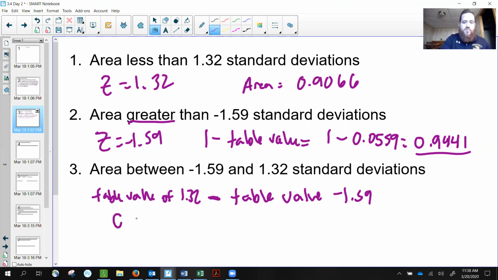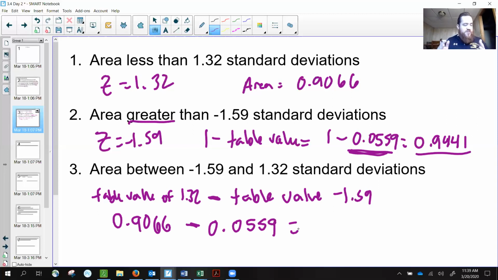Here it's 0.9066 minus this table value, which is this right here, not this, the 0.9441. This is the table value. That's why we subtracted it from 1 for greater. Here we're just finding the area between the two. What percentage of values are between those two? 0.8507. I did the subtraction ahead of time.